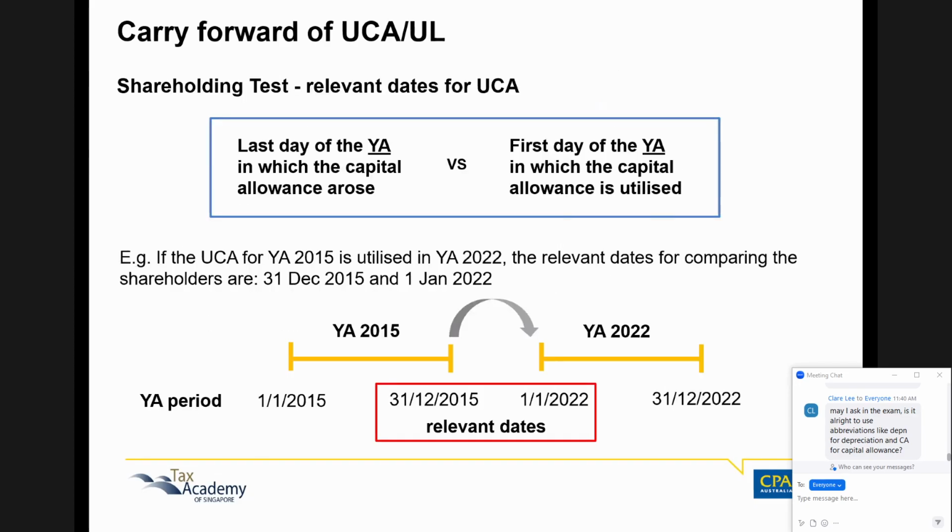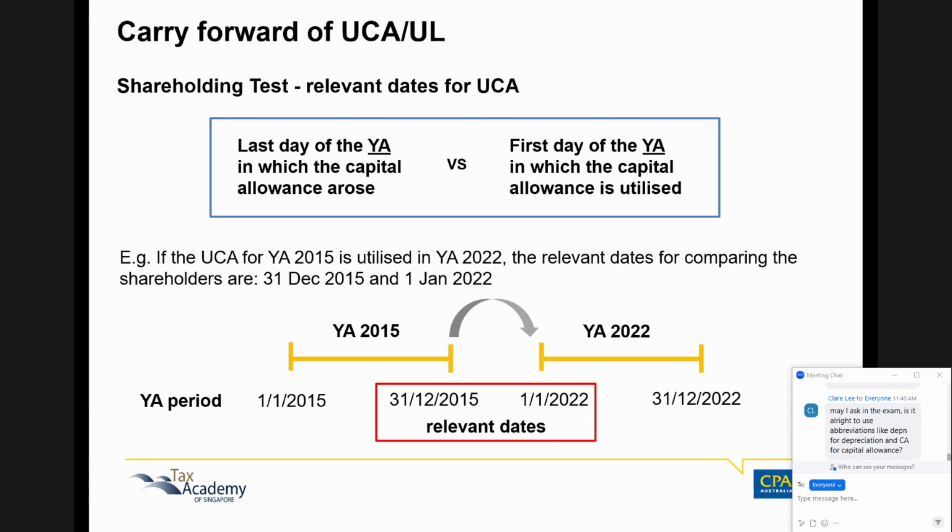Okay, let us look at the shareholding test on the relevant dates. The thing here is that we have different dates for UCA and different dates for UL. Relevant dates, we look at UCA first. It is the last day of the YA in which the CA arose, versus the last day of the YA in which the CA is utilized.